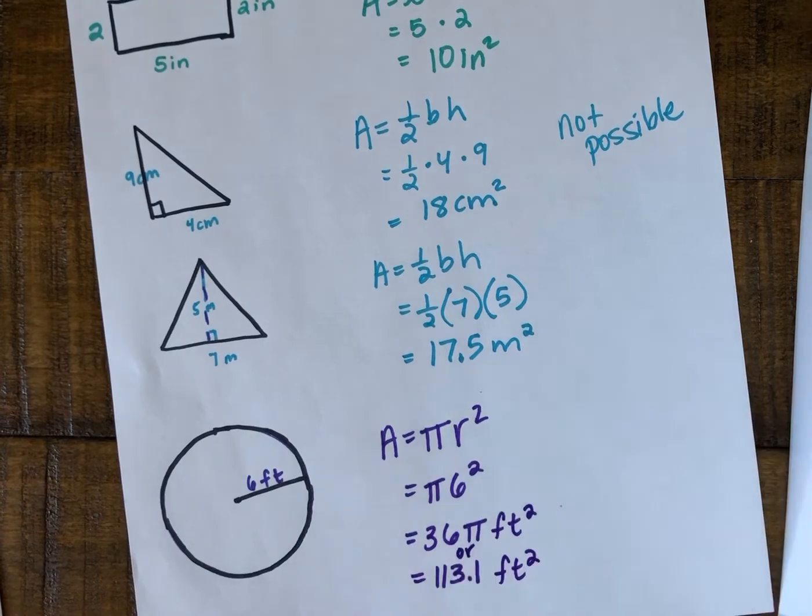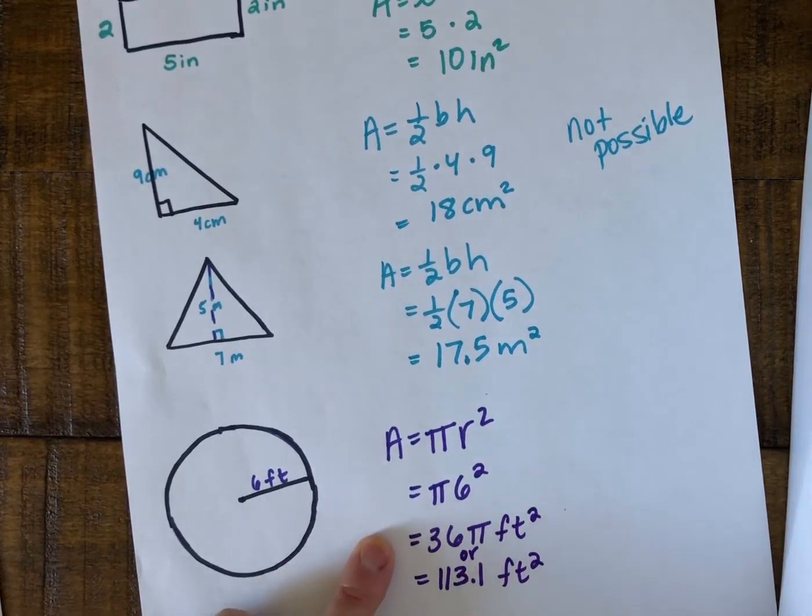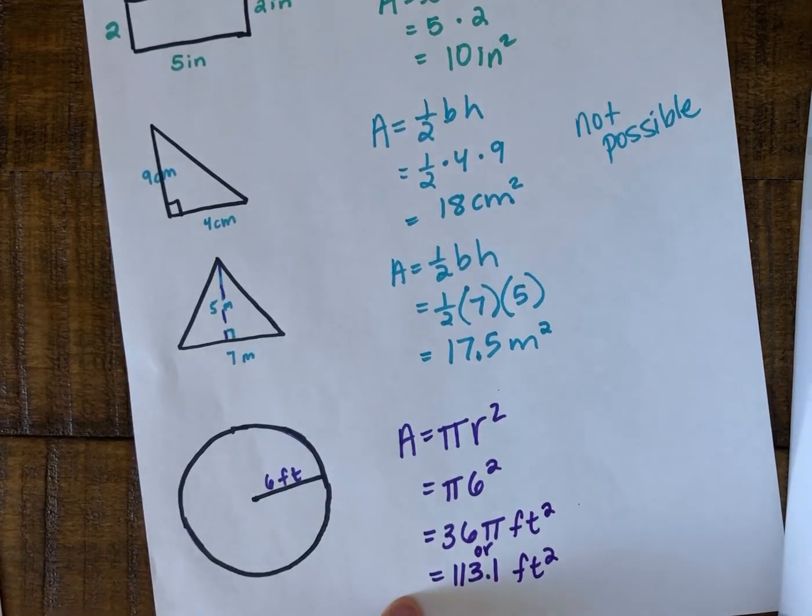We talked about how both of those are fine. One is an exact answer because it includes pi, and one is rounded because I had to round. And I chose to round to 1 decimal place.